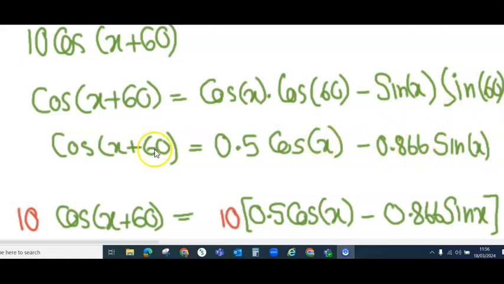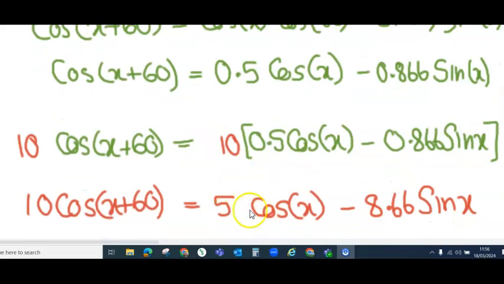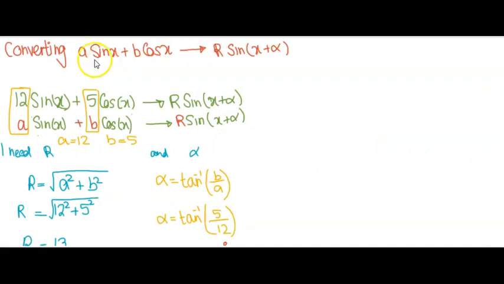Now remember, in the question there was a 10. So I put 10 here. When I multiply this side by 10, I need to multiply that side by 10 and put this thing in brackets. When I multiply 10 with 0.5, that would be 5. 10 with 0.866, that would be 8.66 recurring. And that's what I got. That's the answer.